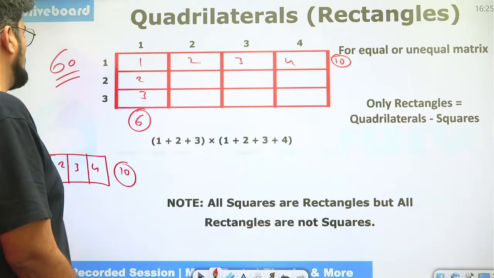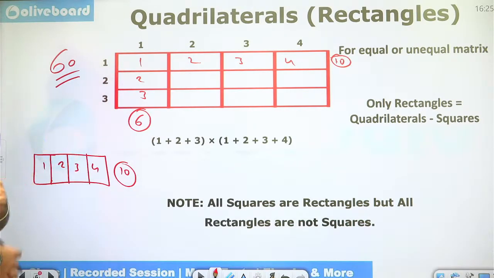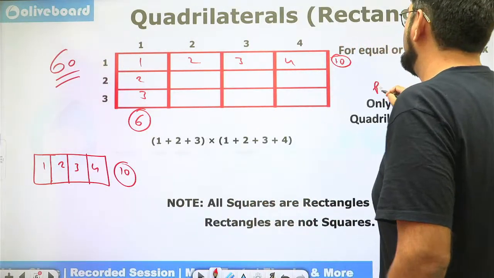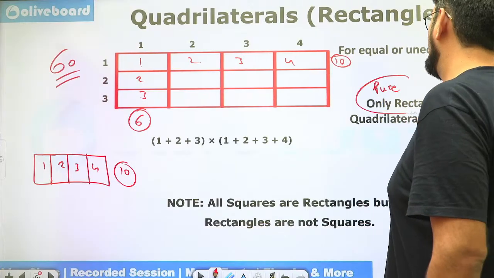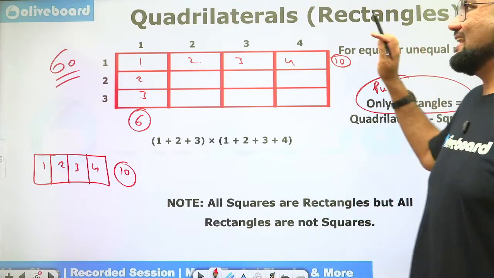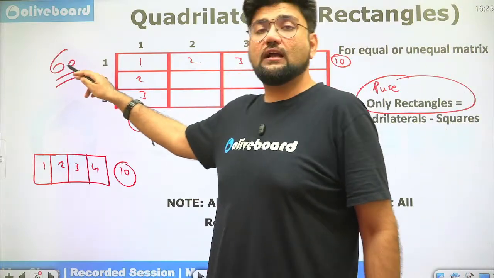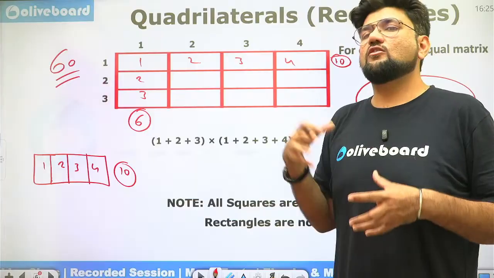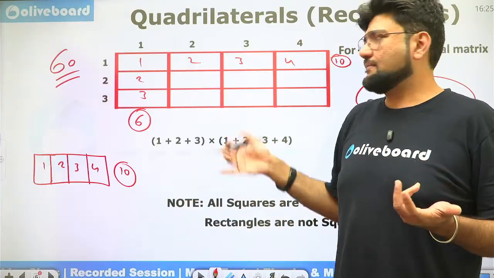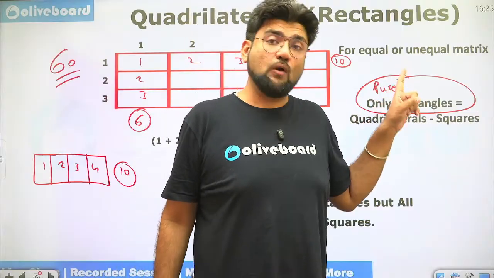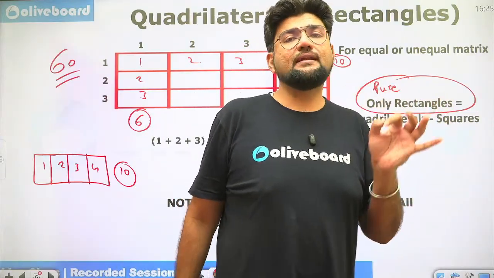Right? So this is how it is. 60 rectangles. But now my question asks me how many only rectangles or pure rectangles are there in the figure. Now this changes the game. When I'm counting rectangles this way, I'm actually counting the squares also, because squares are also quadrilaterals and squares are also rectangles. So if I'm saying rectangles, that means I'm counting both rectangles and squares. But when the question is asking me only rectangles or pure rectangles, I need to eliminate the squares.